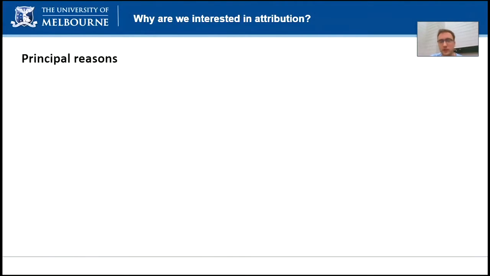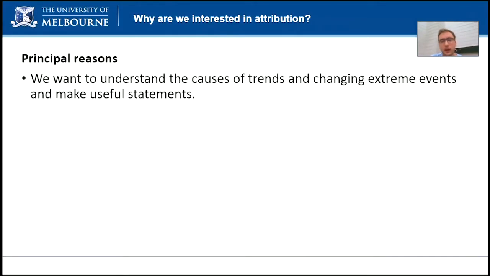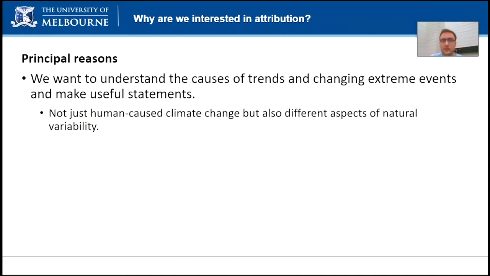So why do we do attribution in the first place? Well, it's useful to understand the causes of trends, not just identifying changes in the climate system, but understanding what's driving those changes. And we can make useful, quantitative statements, based on attempting to attribute those trends or those extremes to a particular cause.